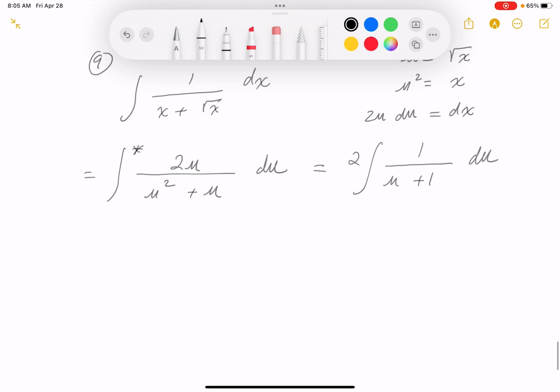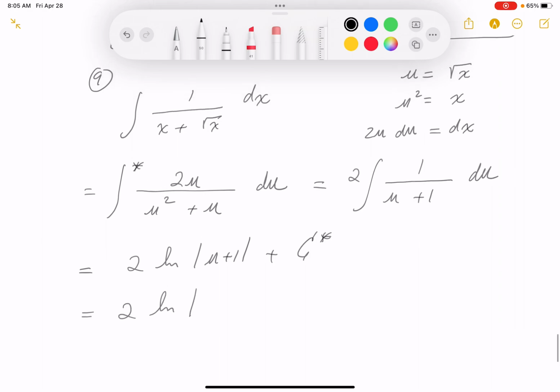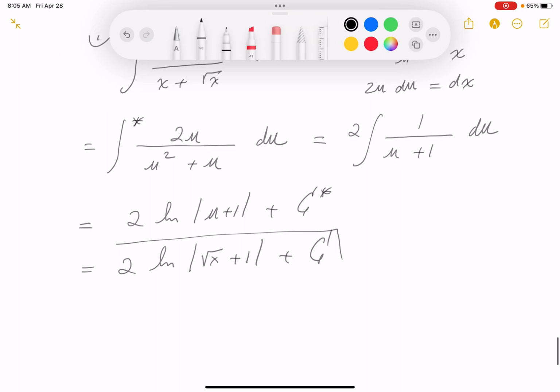Well, you know what? Things worked out pretty nicely. So you get 2 natural log of the absolute value of u plus 1, plus some constant of integration. What do I put over here? 2 natural log. Well, what's u? Oh, u is the root of x. By the way, this is a fine answer.